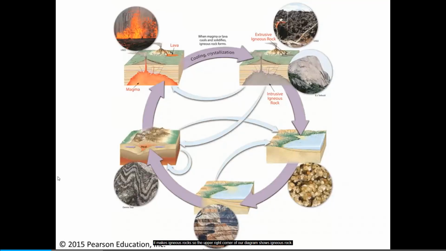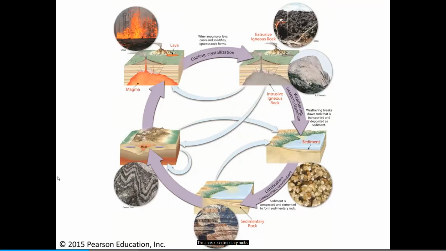So the upper right corner of our diagram shows igneous rock. If igneous rock forms above the surface of the Earth, we call it extrusive igneous rock. And if it forms below the surface of the Earth, we call it intrusive igneous rock. Now, those igneous rocks can be weathered and broken down to produce sediments. So weathering produces sediment. That sediment is then transported away from its origin and ends up somewhere else where it's deposited. And then that sediment gets stuck together through the processes of lithification. It can get compacted or squeezed tighter, or new mineral cements can basically stick the individual grains of sediment together.